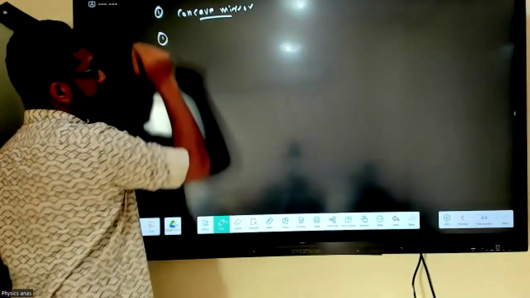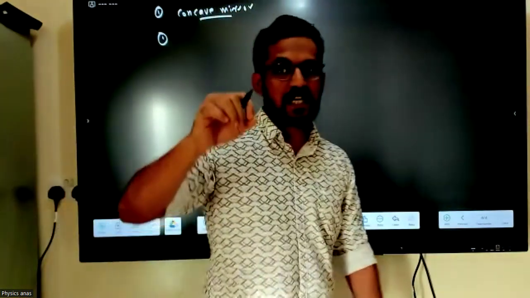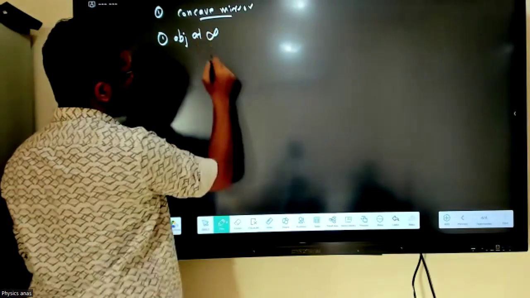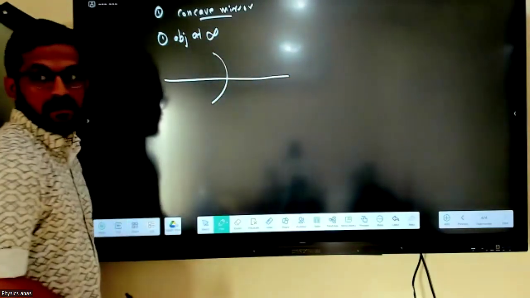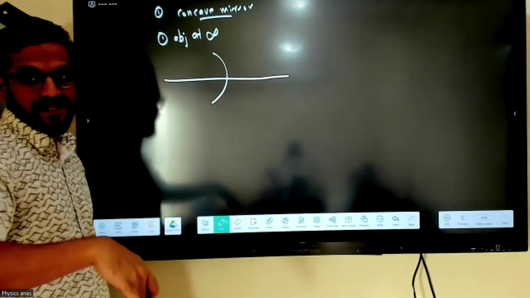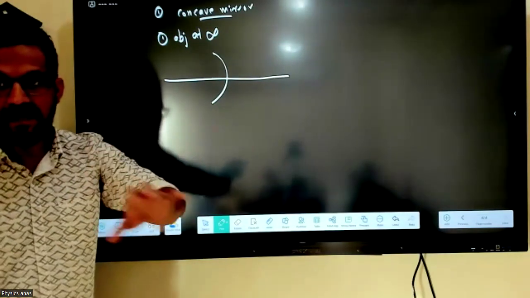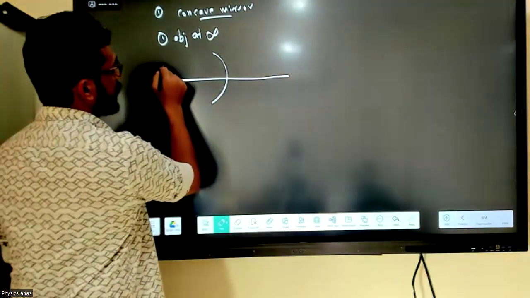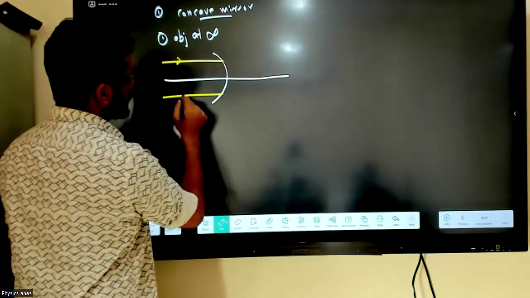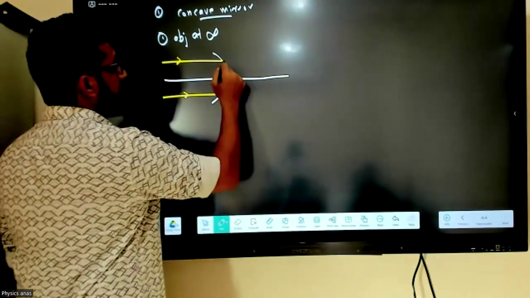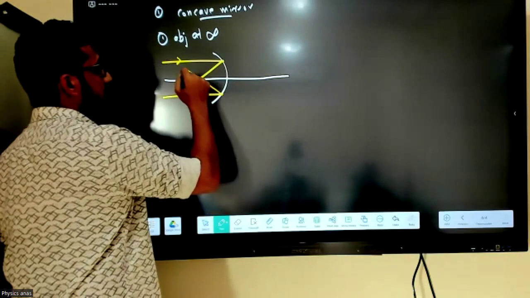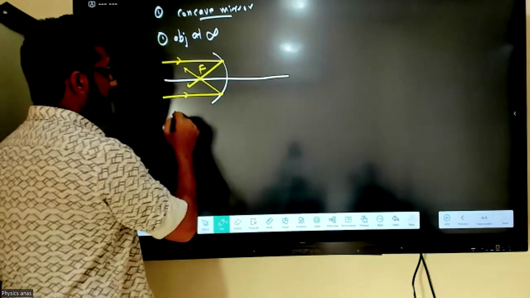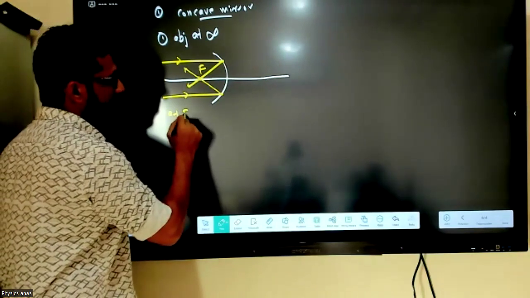The first case is object at infinity. This is our mirror, and the object is at infinity. If the object is at infinity, the light rays will be parallel to the principal axis. They will converge at a point on the principal axis. That point is the principal focus, so the image will be at F.